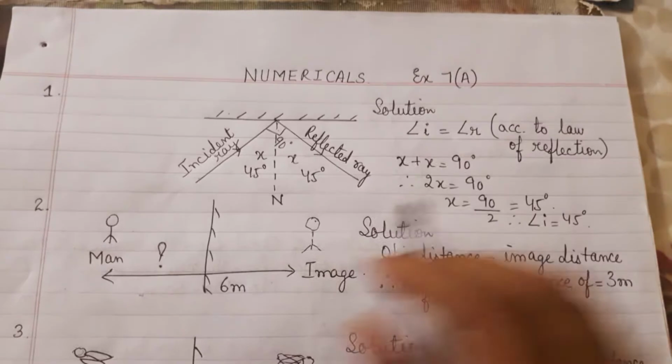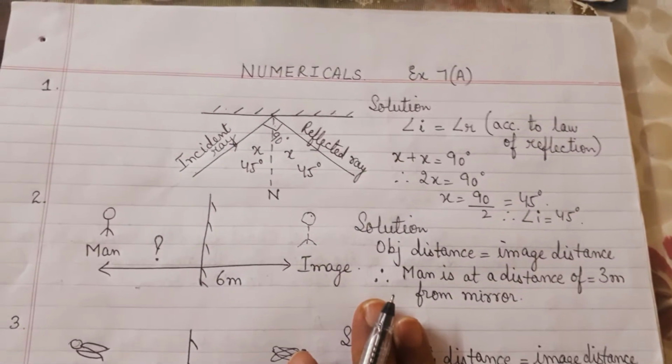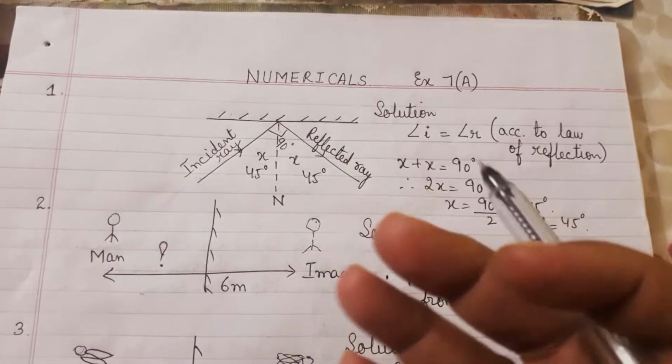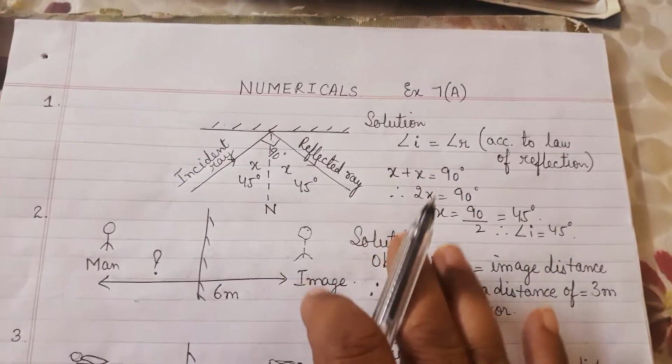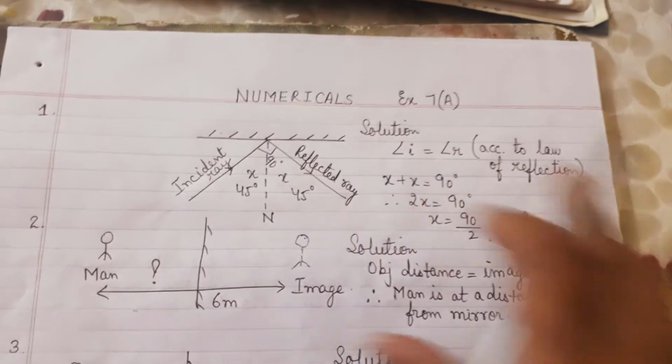For convenience sake and in order to save time, I have already solved these numericals for you, and I will explain how you are going to solve them. Okay, so we start with the numerical problems of exercise 7a. I read out the first numerical to you, children.